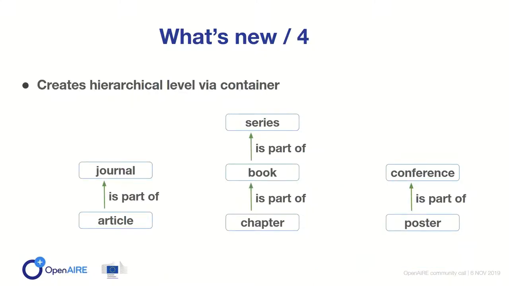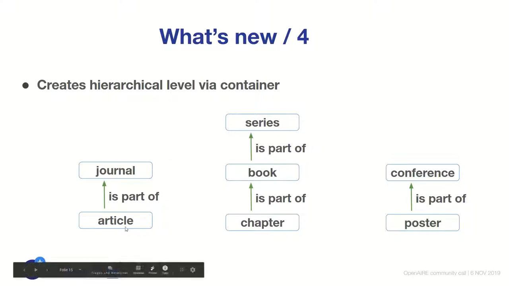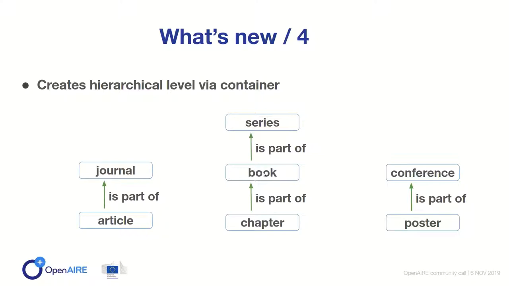Also new is you can create hierarchical levels via container. This is part of an article, which can be a part of a journal, or a chapter is a part of a book, and a book is a part of a series, and also a poster can be a part of a conference. So you can create hierarchical levels on these objects.